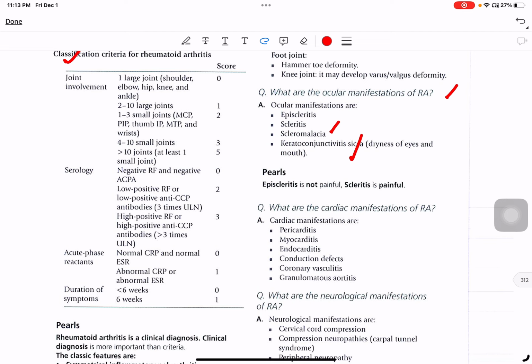How can you differentiate episcleritis and scleritis? Episcleritis is not painful, scleritis is painful.